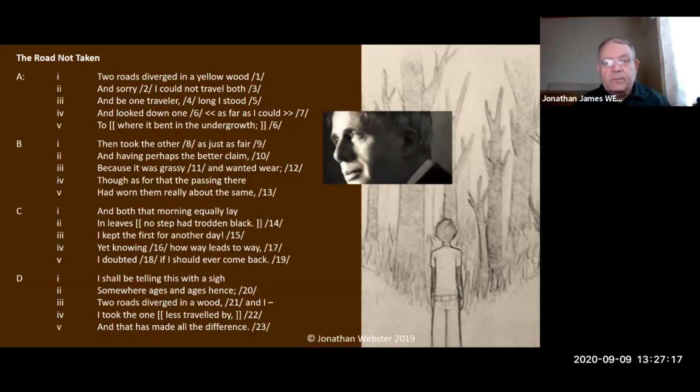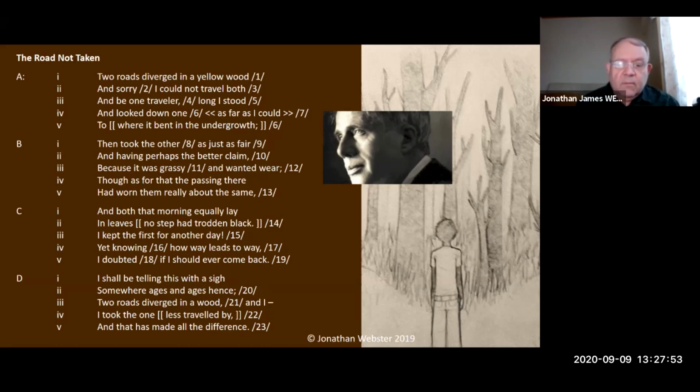Two roads diverged in a yellow wood, and sorry I could not travel both and be one traveler. Long I stood and looked down one as far as I could to where it bent in the undergrowth, then took the other as just as fair, and having perhaps the better claim because it was grassy and wanted wear. Though as for that, the passing there had worn them really about the same, and both that morning equally lay in leaves no step had trodden black.